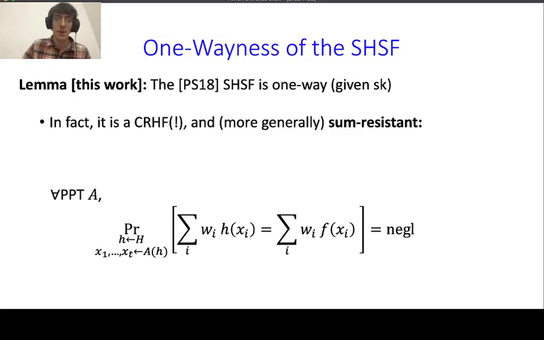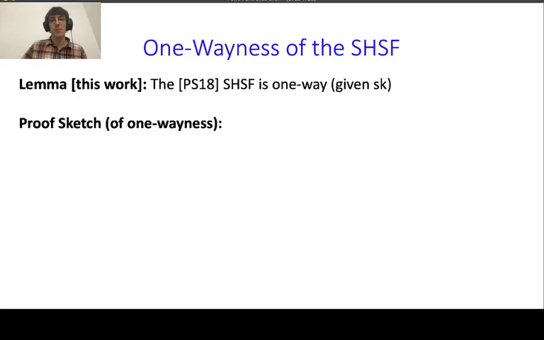The right-hand side of the equation should just be 0. So it's hard to find t inputs such that the weighted linear combination of the hash outputs is equal to 0. Then by the self-reduction, we get this more general property, with an allowed f dependence in the equation. Okay, so that's what we want to show about the LWE-based SHSF.